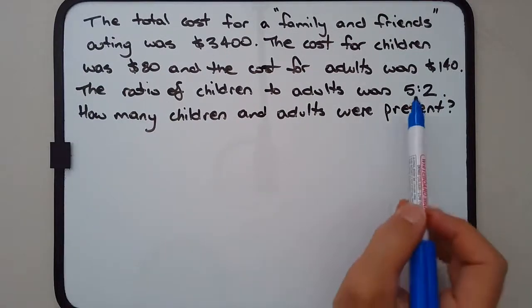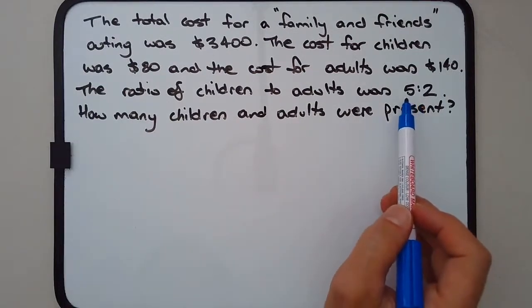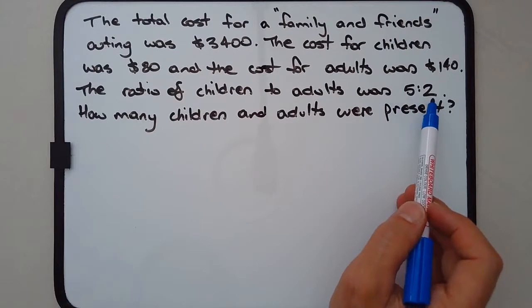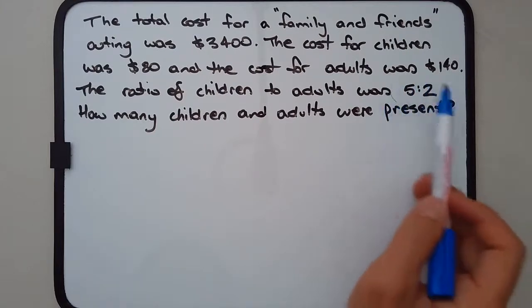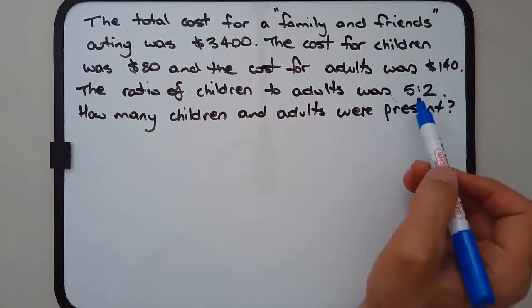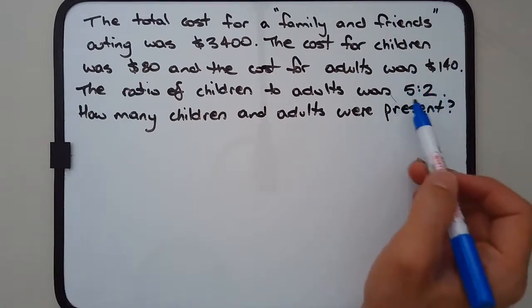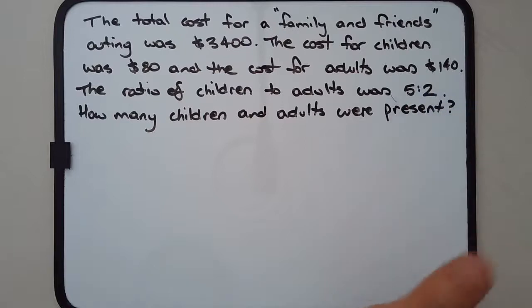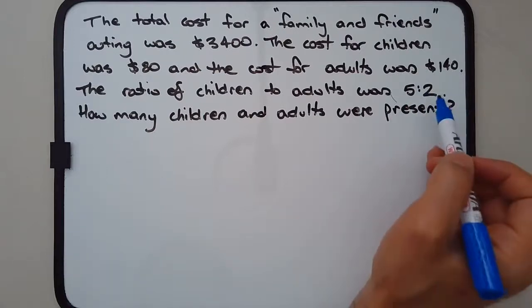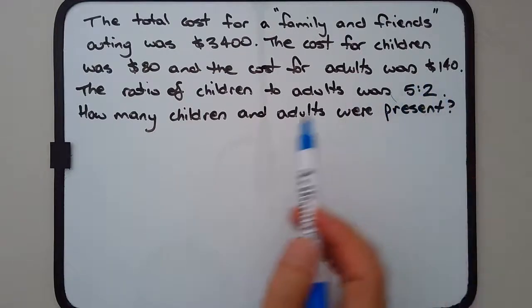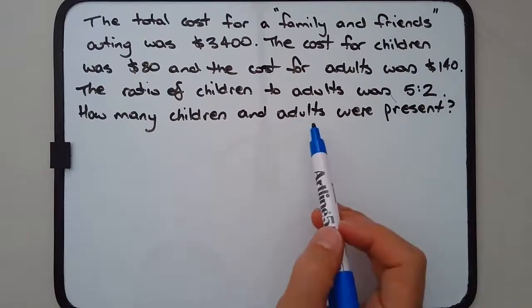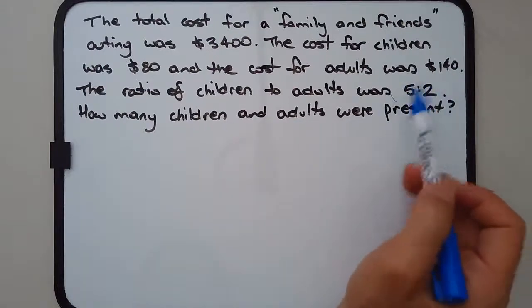Okay, and it's clearly going to be more than 5 children and 2 adults. So let's look at this ratio a little bit more closely. For every 5 children there are 2 adults, so it's a group of 7, isn't it? So what we can deduce so far is that the sum of the children and the adults is going to be some multiple of 7.